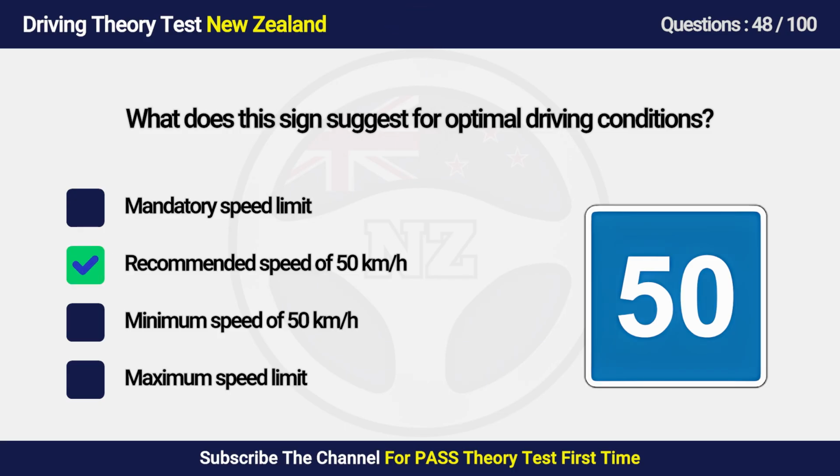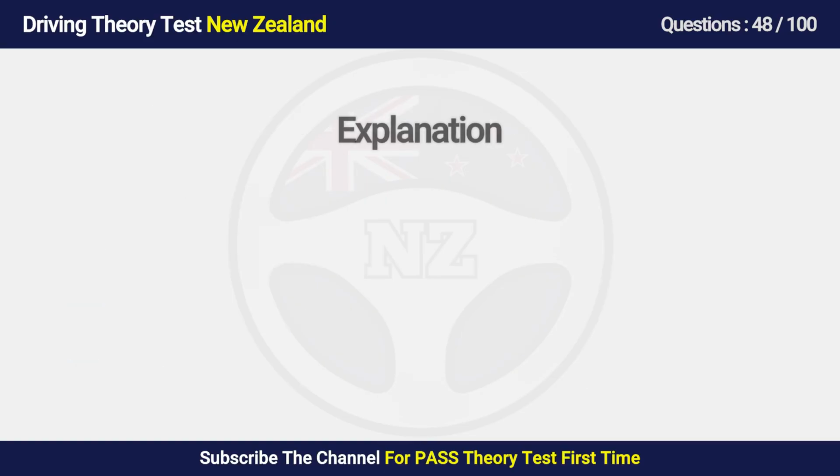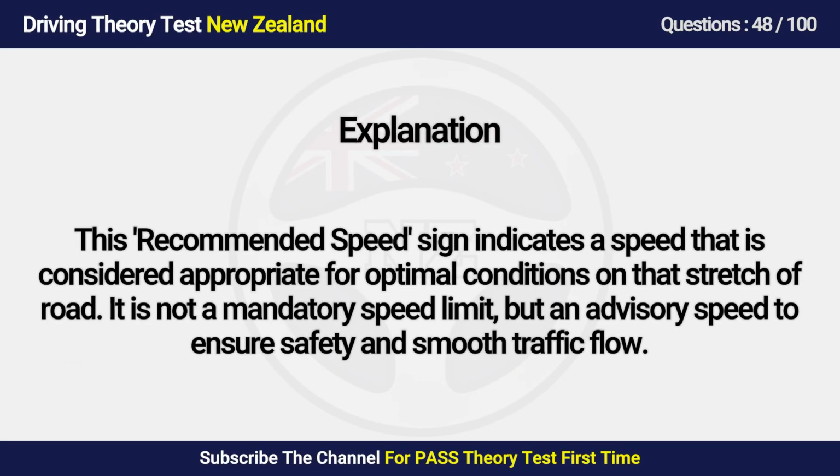Answer is B. Recommended speed of 50. This recommended speed sign indicates a speed that is considered appropriate for optimal conditions on that stretch of road. It is not a mandatory speed limit, but an advisory speed to ensure safety and smooth traffic flow.